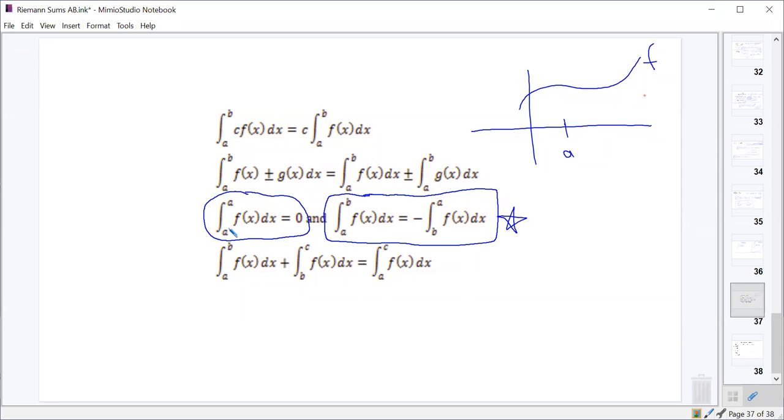So anytime you integrate from 2 to 2, it's 0. Or from 7 to 7, it's 0. From -3 to -3, it's 0.